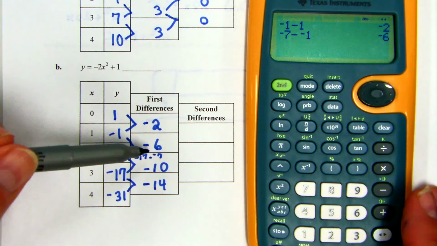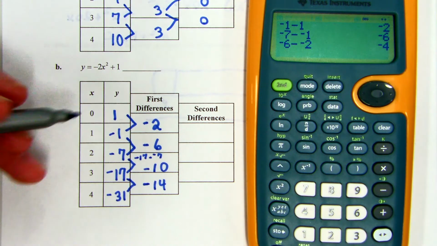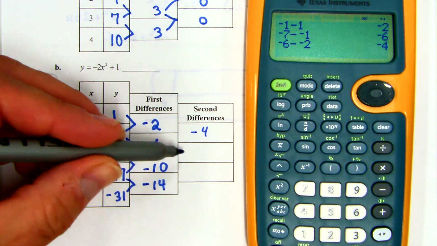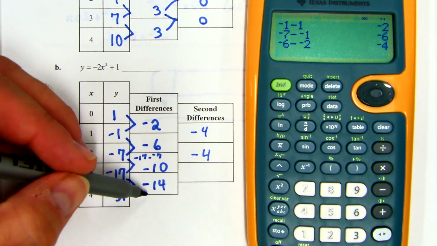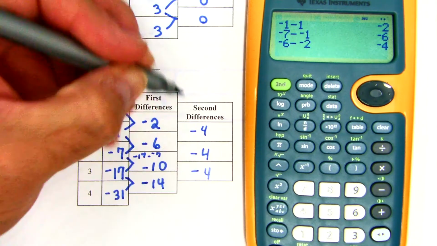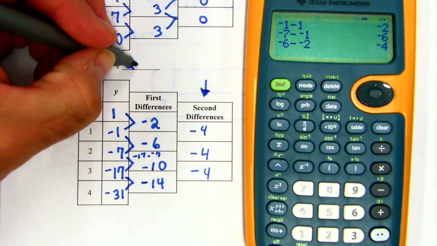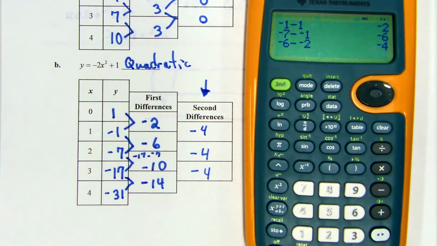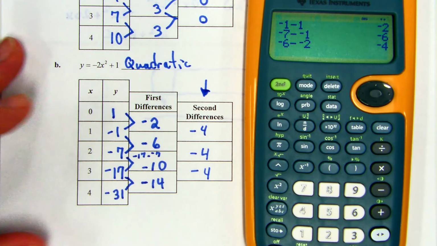And then when I do the second differences, it's negative 6 minus negative 2, and you get negative 4. And negative 10 minus a negative 6, which is negative 10 plus 6, which is a negative 4. And last but not least, negative 14 plus 10 is a negative 4. When you see this pattern in the second difference, it's now quadratic. Now, some of you were able to say it's quadratic because you saw x squared. That's excellent, but you do only get part of the points because the other part, the hardest part of this, was doing the actual arithmetic with a calculator.